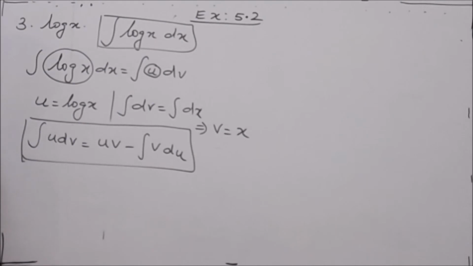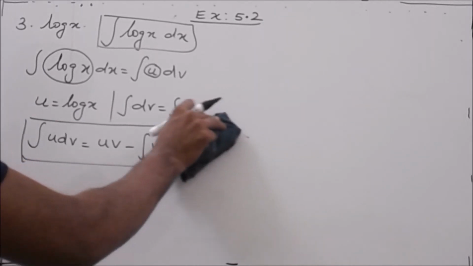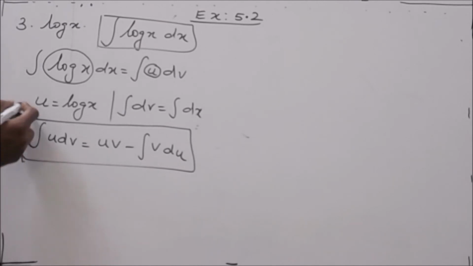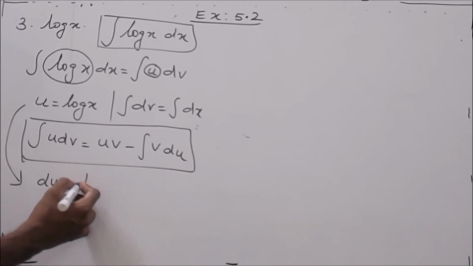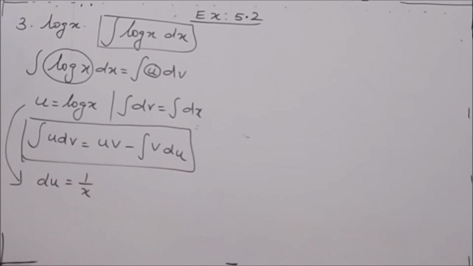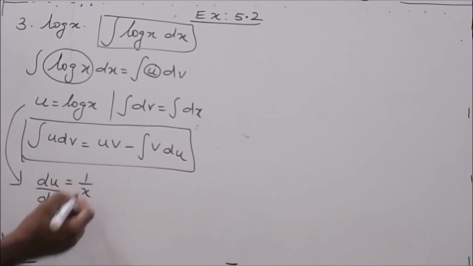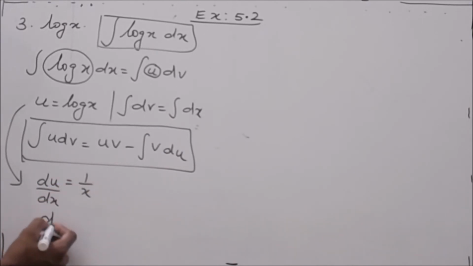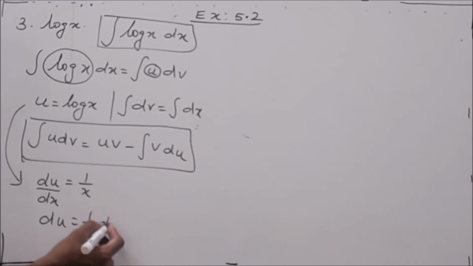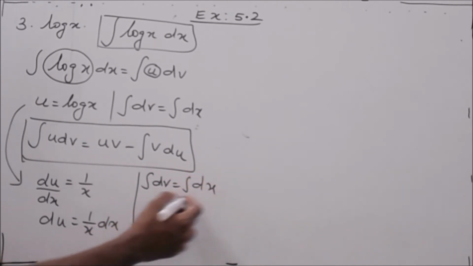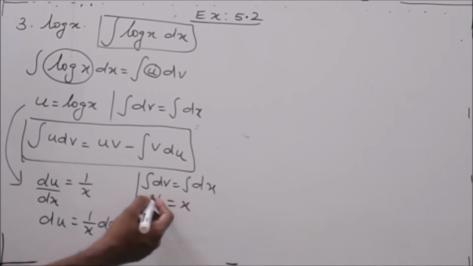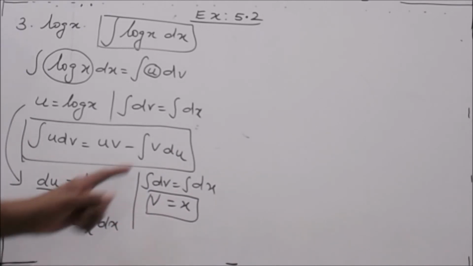Now substituting in the formula, find dv, v and du. Du by dx is equal to 1 by x, which implies du equals 1 by x dx. And integral dv equals integral dx, so v equals x. So substitute in this formula.